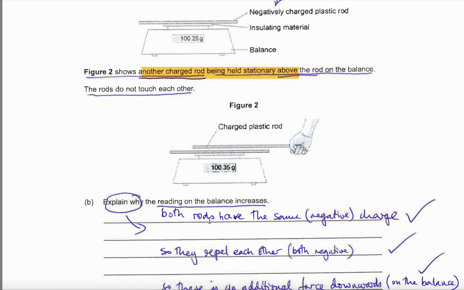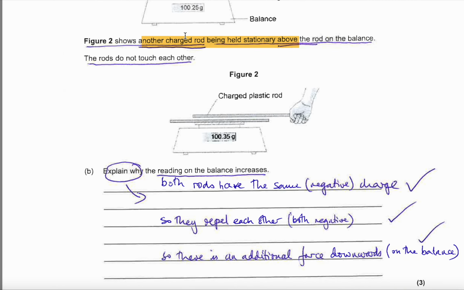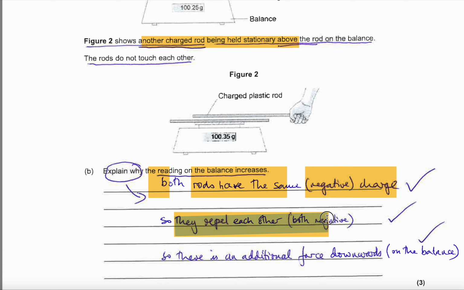Well, both rods have the same negative charge. It says another charged rod, so we're assuming they've both been charged in the same way. Both rods have the same, in this case, negative charge. Because both rods have the same charge, they repel each other.